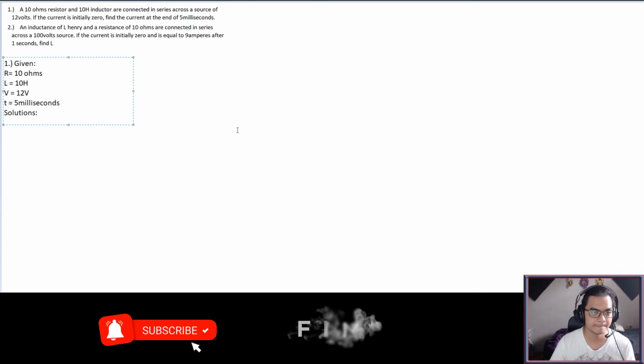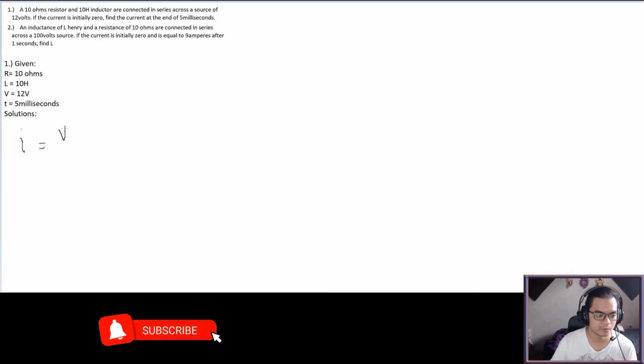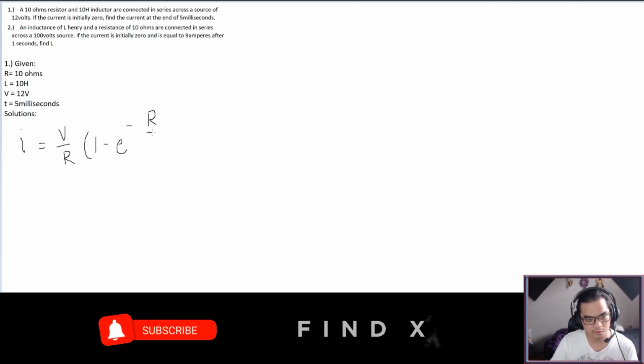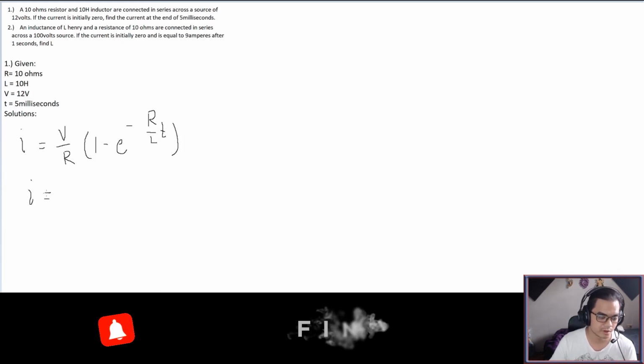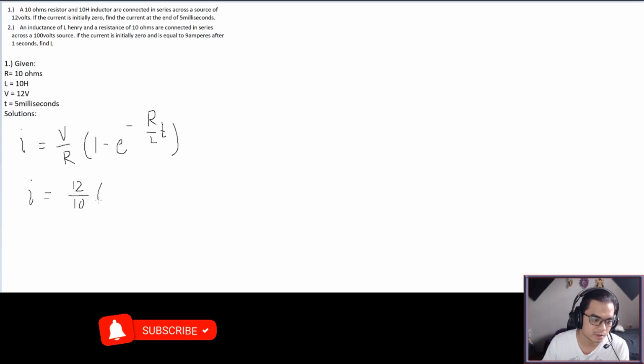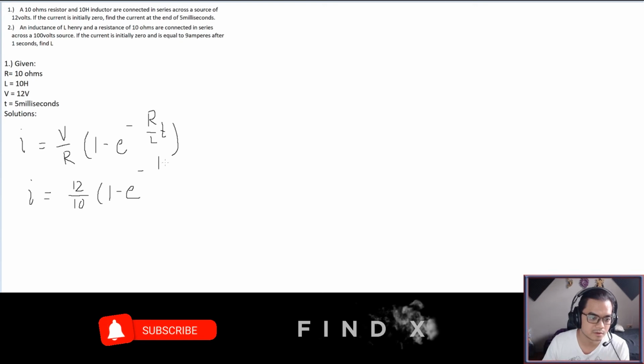For the solution, I told you this is just a direct substitution, provided that you already know the formula. So getting back to the formula, we have I must be equal to V over R times 1 minus e raised to negative R over L T. Substituting all the values, V is 12, R is equal to 10, times 1 minus e raised to negative R is 10, L is also 10, and then T is 5 milliseconds.